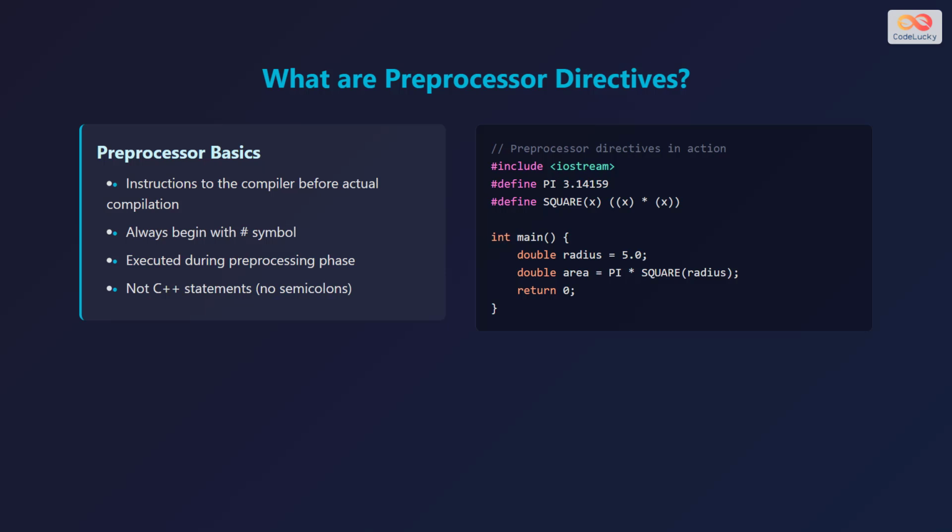Here's an example of preprocessor directives in action. We have #include <iostream>, #define PI 3.14159, and #define SQUARE as a function-like macro. These directives set things up before the main part of the program runs.